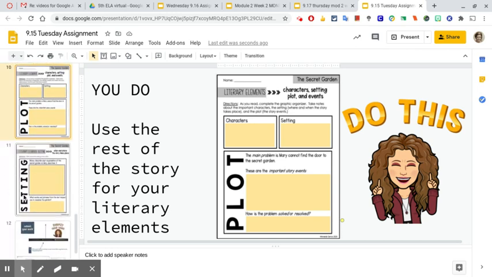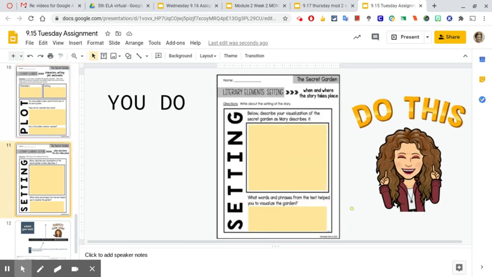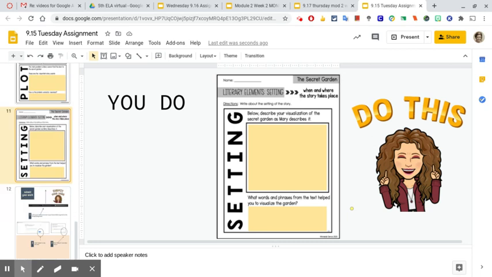And then there's a big one about setting. Describe below your visualization of the secret garden as Mary describes it. And also, what words and phrases from the text help you visualize this? Remember, when you submit this, all of this is worth 50 points. The Jamboard from yesterday and the Jamboard from last week were an additional 10 points each. So that's 20 points of extra credit you could have too.